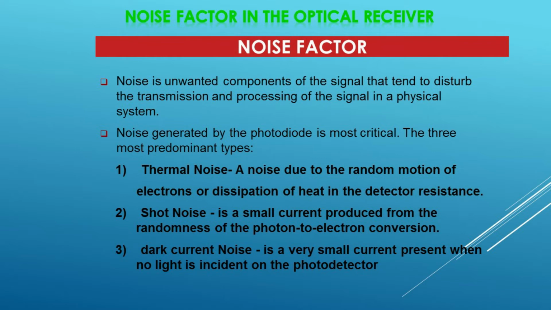1. Thermal noise, a noise due to the random motion of electrons or dissipation of heat in the detector resistance. 2. Shot noise is a small current produced from the randomness of the photon-to-electron conversion. 3. Dark current noise is a very small current present when no light is incident on the photodetector.